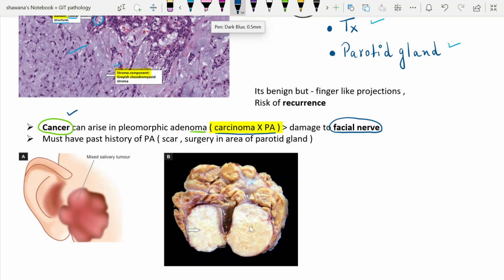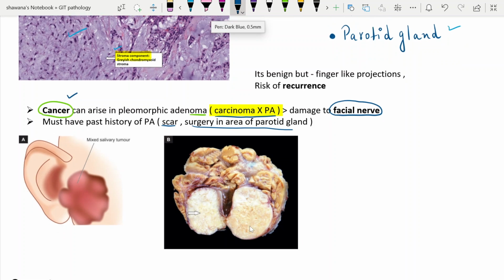But in case of carcinoma ex pleomorphic adenoma, the patient must have a past history of pleomorphic adenoma. Then we can suspect that this patient has a carcinoma that developed in that past tumor. Maybe a scar, maybe a surgery in the area of the parotid gland, in the jawline. We can see some scar or surgery. This is the diagrammatic view in which this is the parotid gland and a mixed salivary tumor or pleomorphic adenoma can be seen.